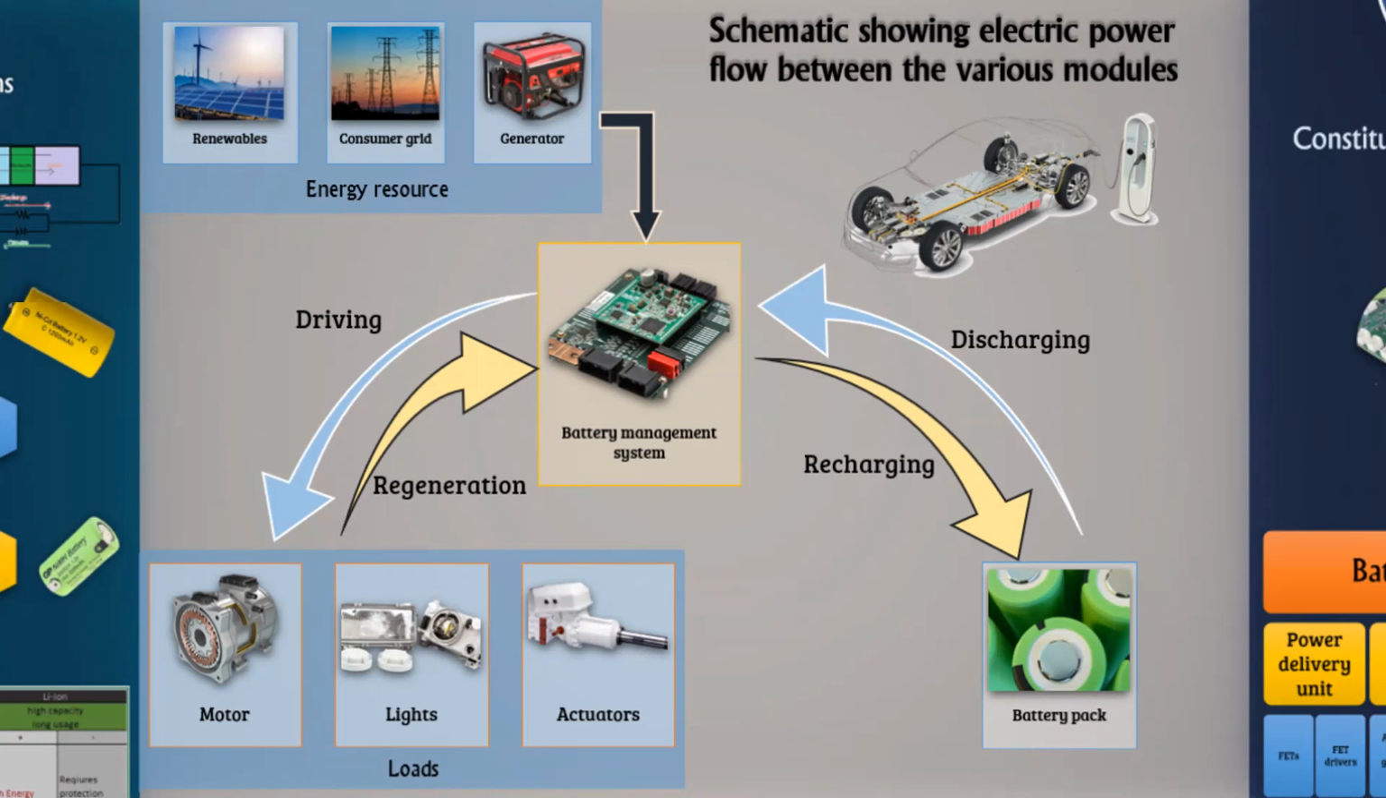So based on your battery management system, it can also provide regeneration if it supports that. As you can see, this is the model for that. The energy resource can again be from a different assortment of sources, whereas the vehicle loads can be either the motor, the lights, or the actuators.